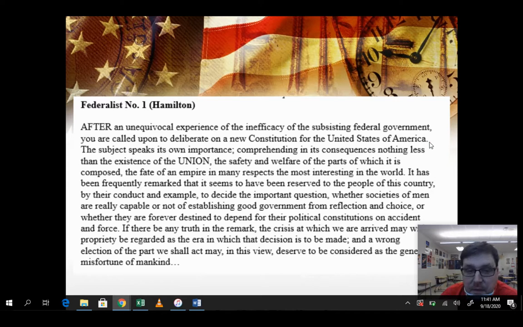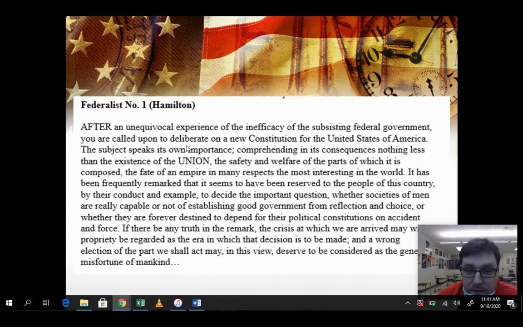To him, this was extremely important. The subject speaks its own importance, comprehending in its consequences nothing less than the existence of the Union. If we don't ratify this Constitution, he's saying the Union will break apart, and the 13 states will fight each other just like every other republic in the history of the world has done. And there won't be any American government anymore.